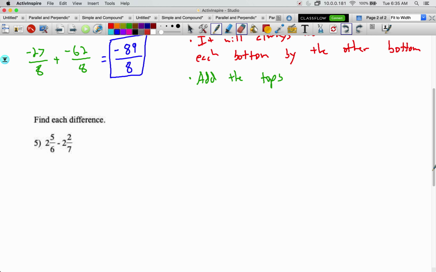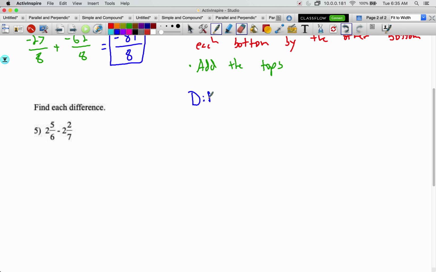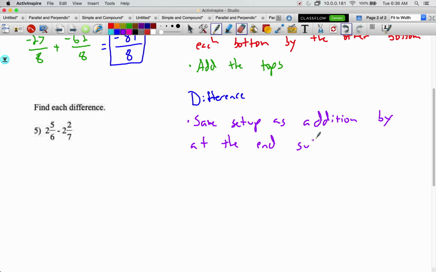All right, now for difference. All we have to do for difference is the same setup as addition, but at the end, subtract the tops. All right, let's practice this with number 5.